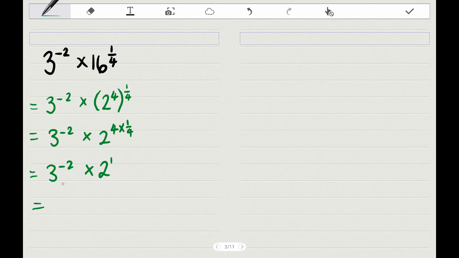So this 3 we want to make positive, so we're going to move it to the denominator, but the 2 is happy or positive in the numerator. So your final answer is 2 over 9. Okay.